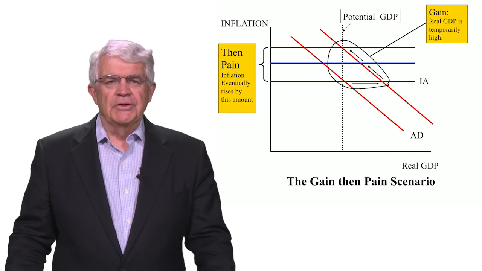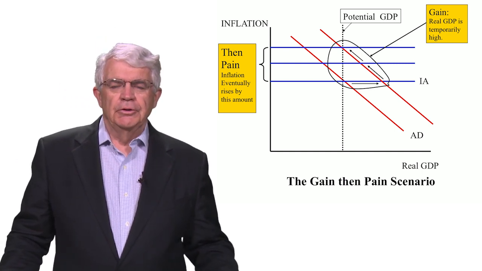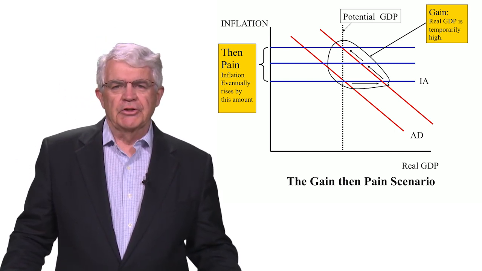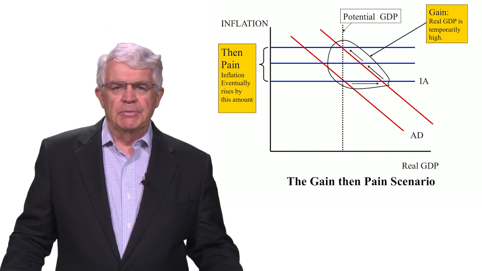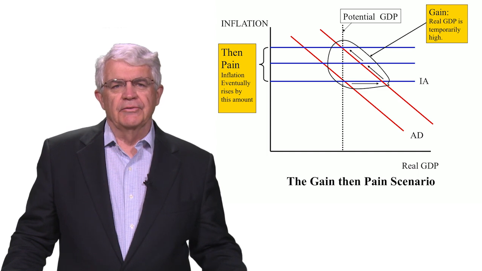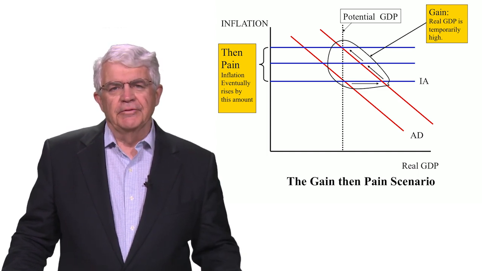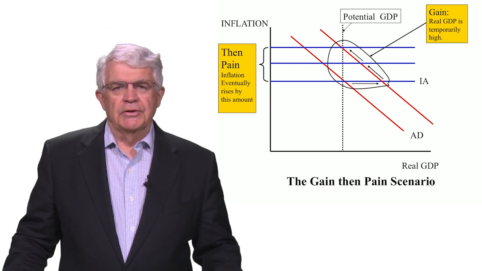What is the gain then pain scenario? You can illustrate it with the typical diagram for the macroeconomic fluctuations model, the AD-IA model, where real GDP is on the horizontal axis and inflation is on the vertical axis. This model is a description of the kind of macroeconomic model that many central bankers use in practice.